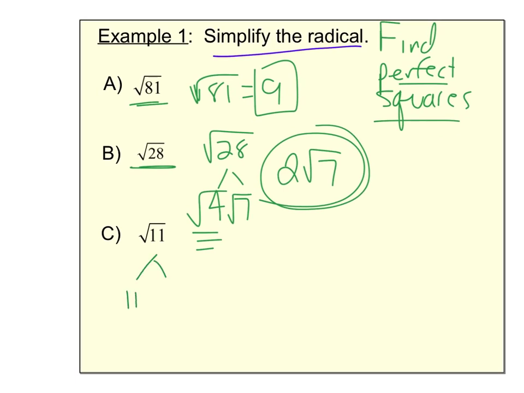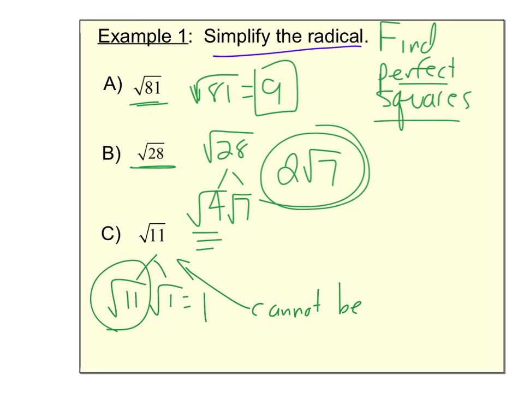Splits into 11 and 1, square root of 11, square root of 1. That doesn't really do me any good. Square root of 1 is in fact 1, but now I'm back to where I started with square root of 11. So this one cannot be simplified. That one's not going to work.